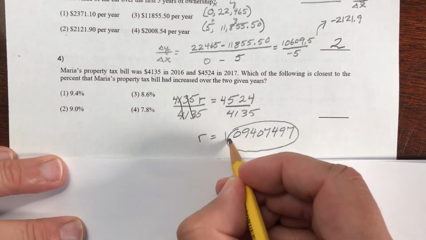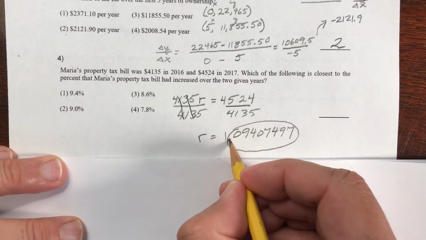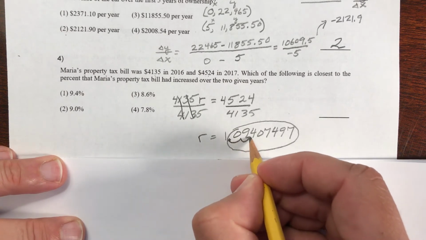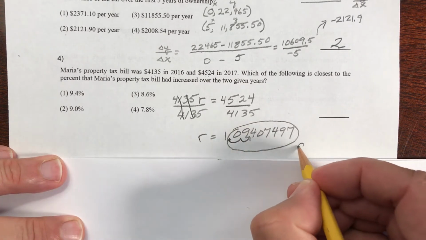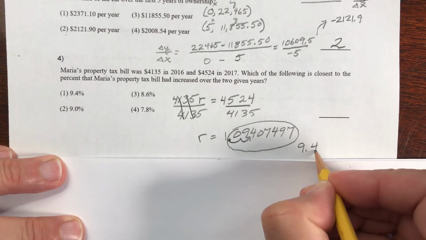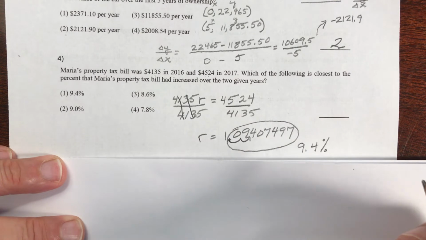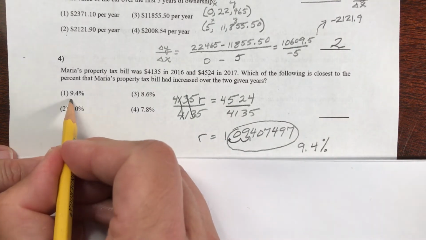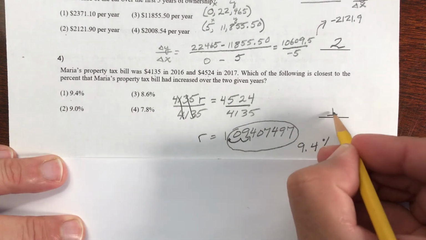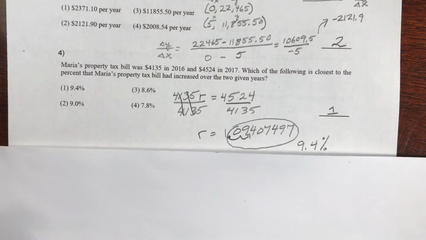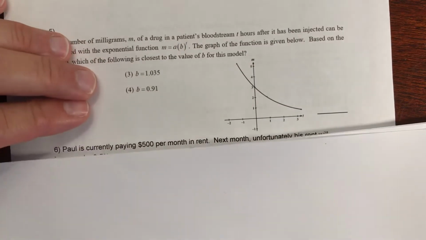If you change this decimal into a percent, you move the decimal once, twice to the right, and you're back into the percent format. 9.4. Honestly, we don't really care about the rest. If you look at the answers, we got it. 9.4%, which is choice 1. All right, and that's all we had on the front. Let's see what we got on the back.